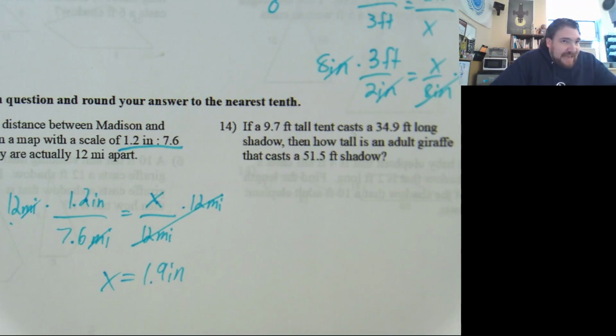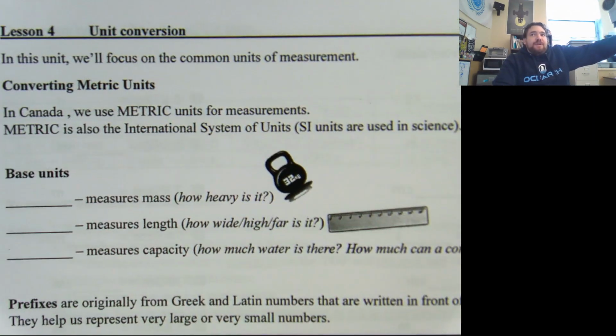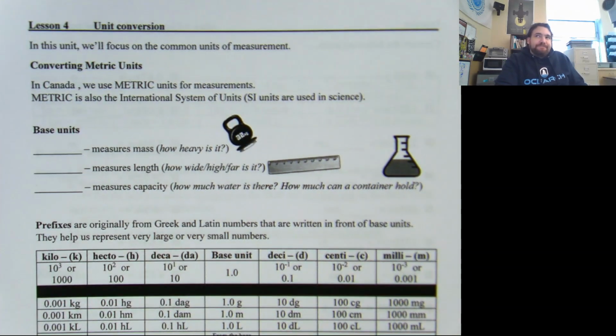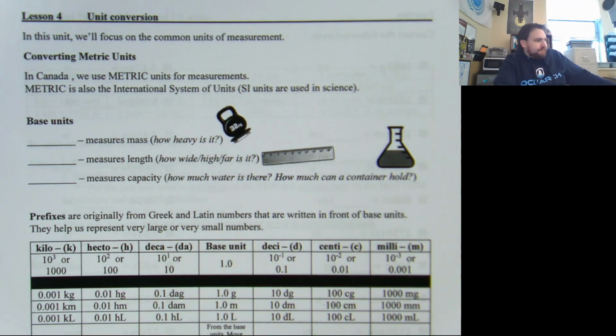Okay. Last lesson. Here we go. Flip the page. Find me this. Unit conversions. Okay, this lesson we're going to look at unit conversions, converting back and forth between various metric units and then back and forth between metric and imperial.